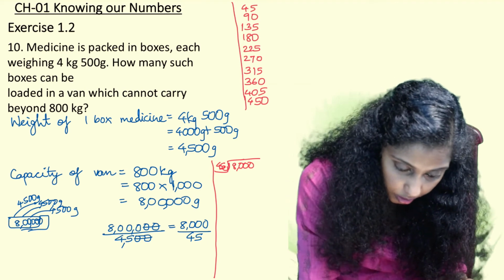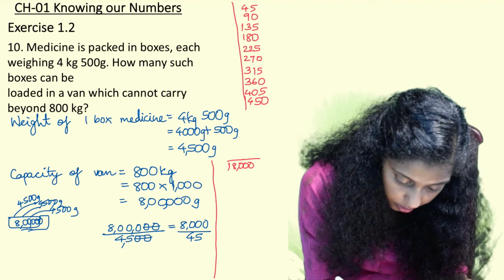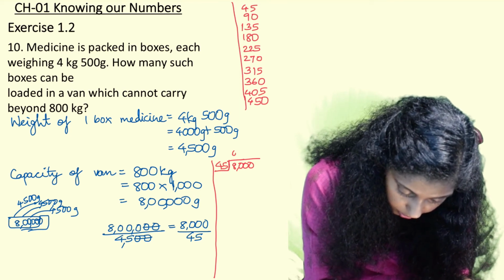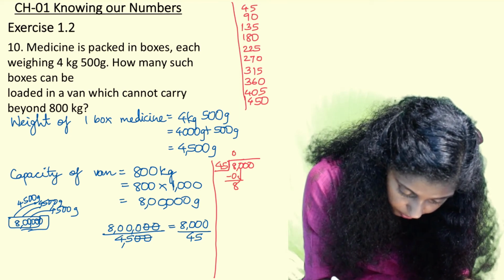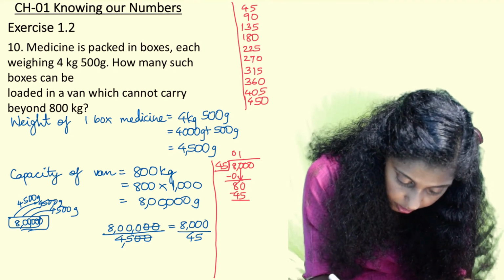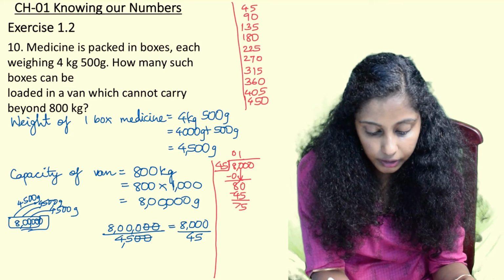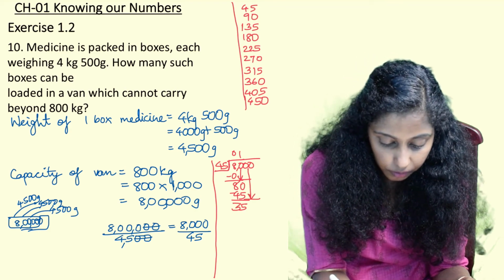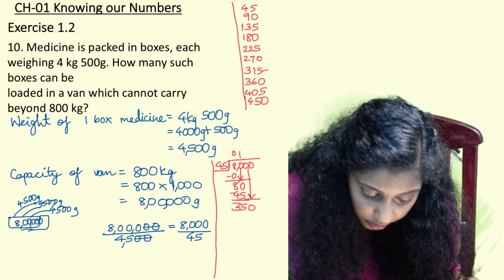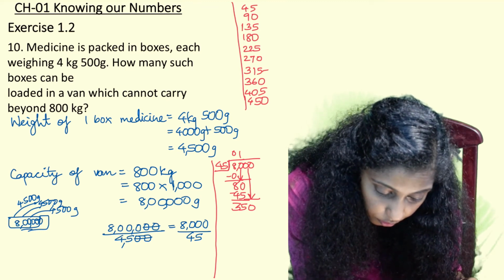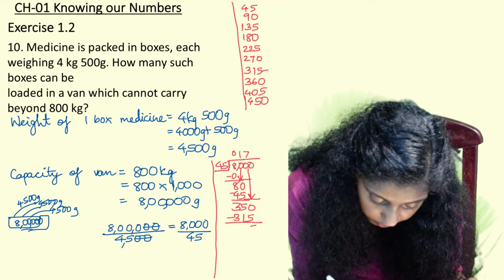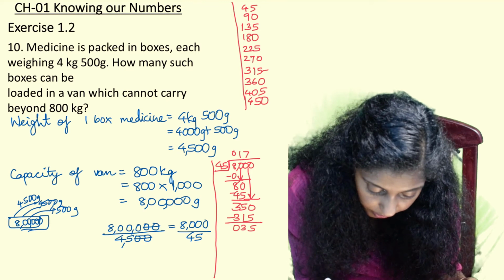45 table we do not get 8. We write zeros are 0. We write 80. 45 ones are we get 45. 2s are 90 is big. When we do subtraction we get 35. We bring down this 0. 350, smaller than 350 we get 315, that is 7s are 315. When we do subtraction we get 35.